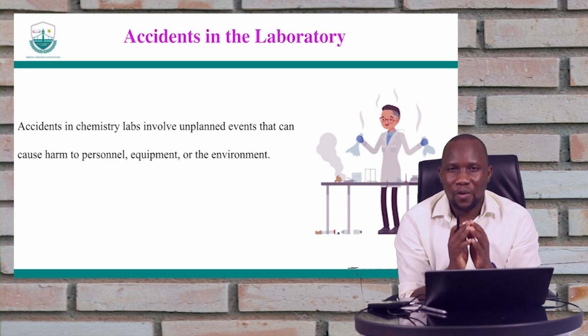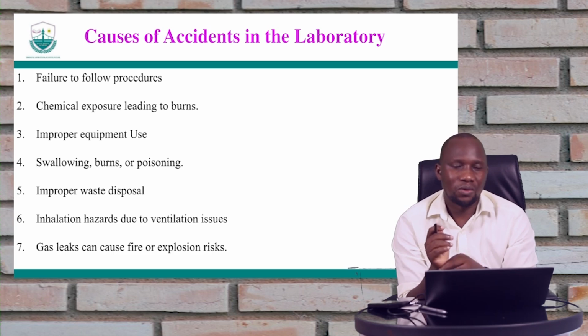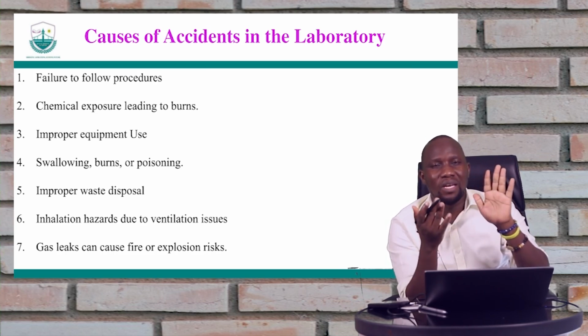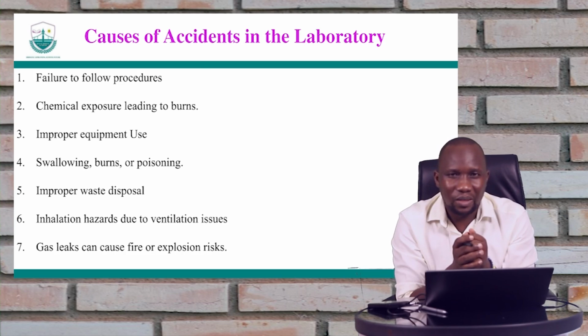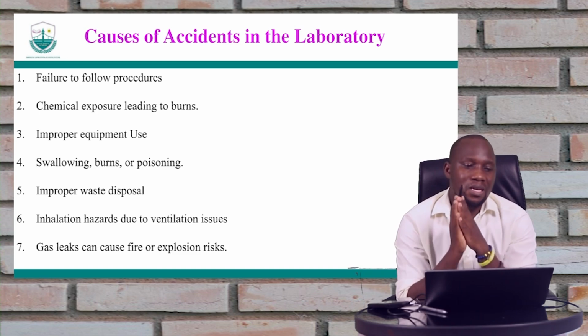So we need to be aware of each of these elements that can cause accidents. Let's check what are the things that can cause these accidents. We are saying the accidents can come from the way we handle chemicals, the way we handle apparatus, the way we handle our colleagues, and the way we manage our environments. That is where you're going to have the problems.